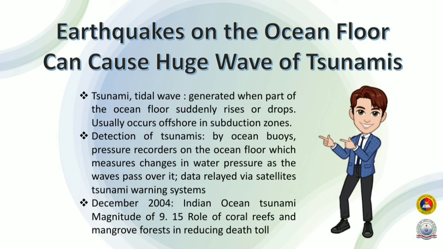Earthquakes on the ocean floor can cause huge waves called tsunamis. A tsunami, or tidal wave, is generated when part of the ocean floor suddenly rises or drops, and usually occurs offshore in subduction zones. Tsunamis are detected by ocean buoys and pressure recorders on the ocean floor, which measure changes in water pressure as the waves pass over them. Data is relayed via satellite to tsunami warning systems. In December 2004, the Indian Ocean tsunami had a magnitude of 9.15, and coral reefs and mangrove forests played a role in reducing the death toll.